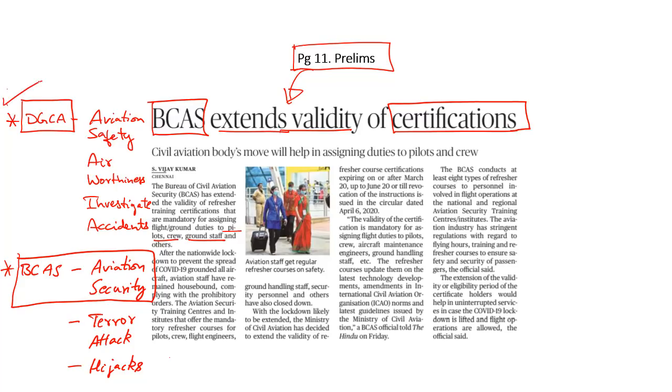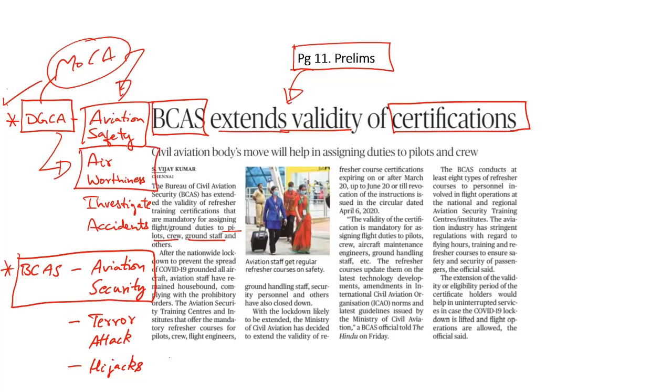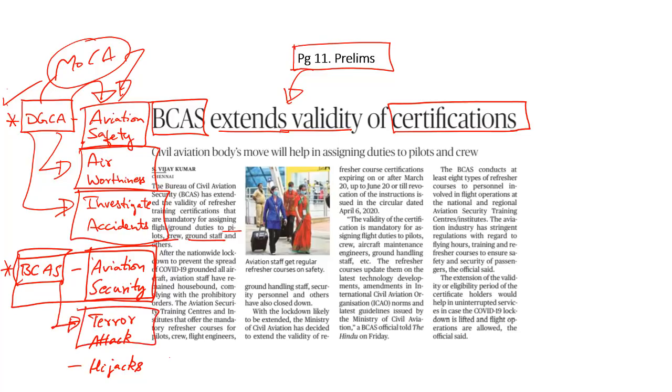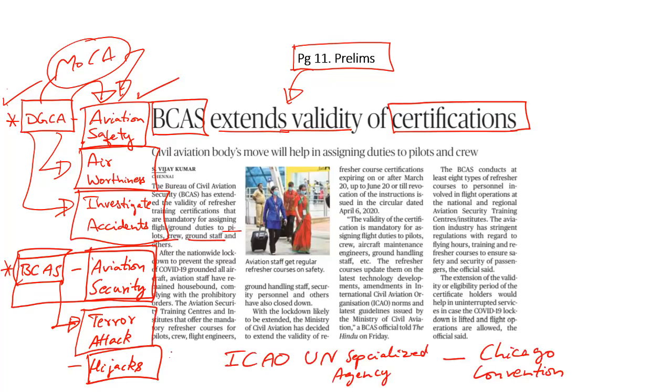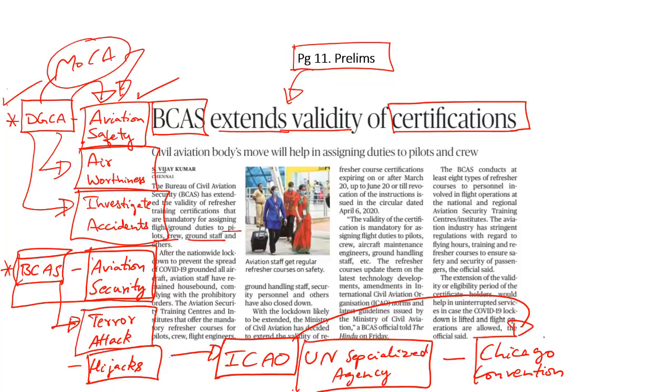See, the DGCA, which is also a part of the Ministry of Civil Aviation, acts as the regulator for civil aviation safety. It comes out with standards for airworthiness, it enforces the standards related to aviation safety, and it also investigates air accidents. Whereas the Bureau of Civil Aviation Security acts as the regulator for civil aviation security. It comes out with standards and guidelines to prevent terror attacks, hijacks, and other crimes involving civil aviation. And both these organizations are bound by the norms of the International Civil Aviation Organization, which is a specialized agency of the UN that was set up through the Chicago Convention.